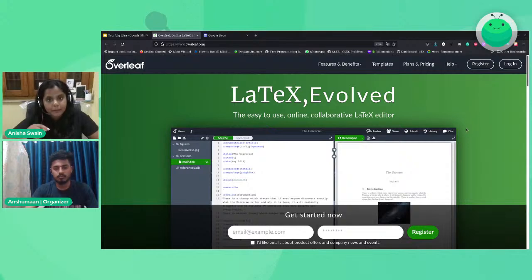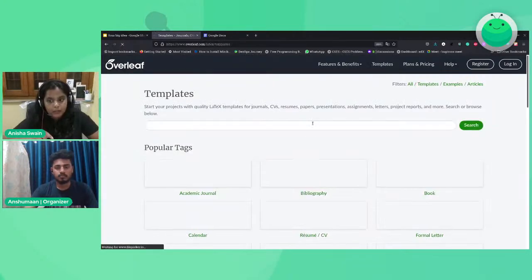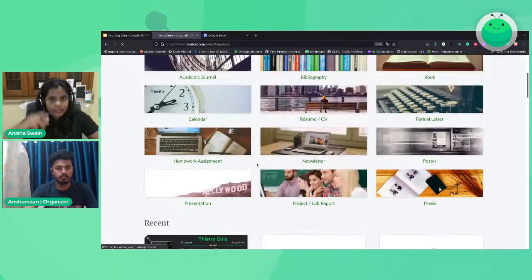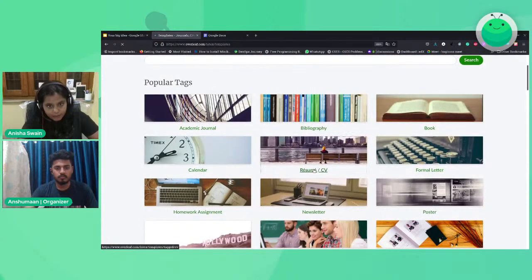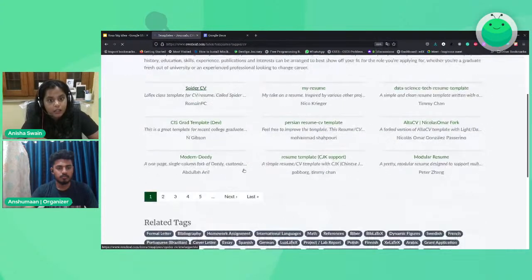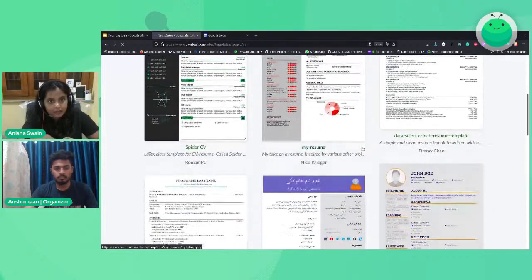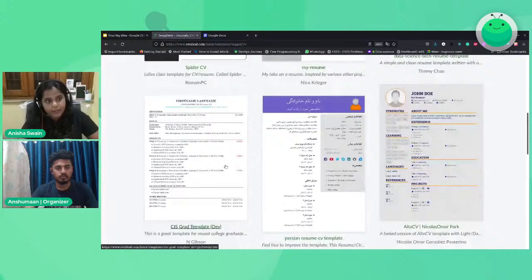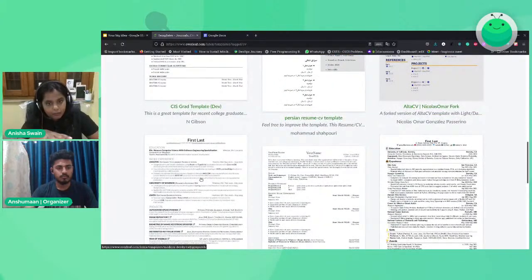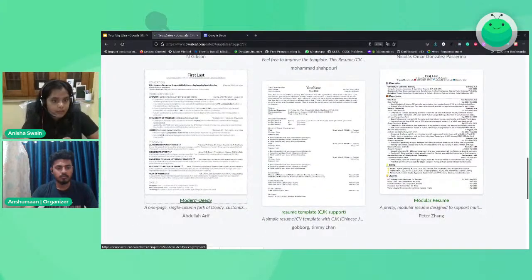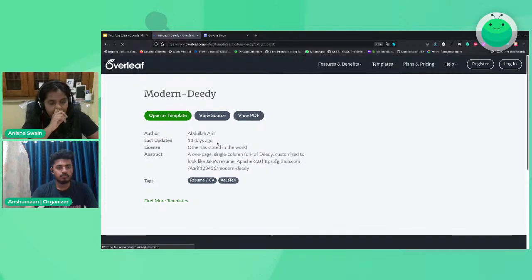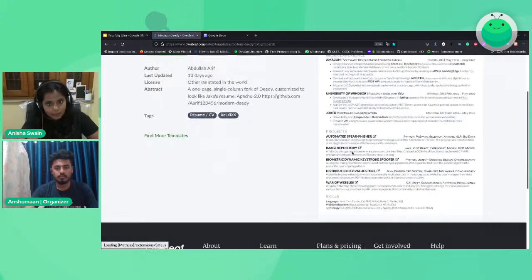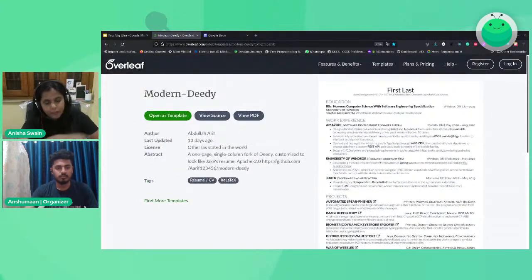Can you go to templates? Yeah. So you see there are different templates. There is one for resume and CV. There are some fancy templates, and there are some really amazing simple templates as well, which won't take much of your time. The Modern Date one is really nice as well. I think some people used it as well.